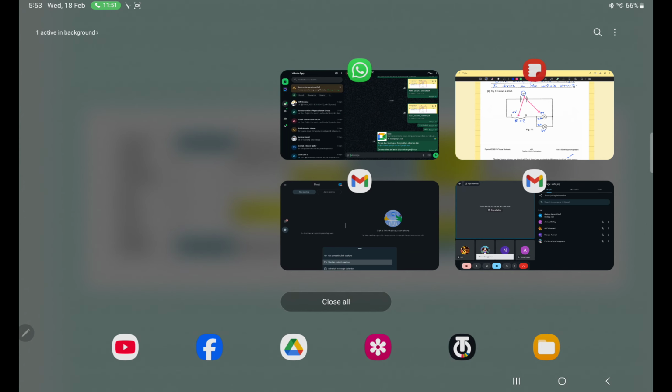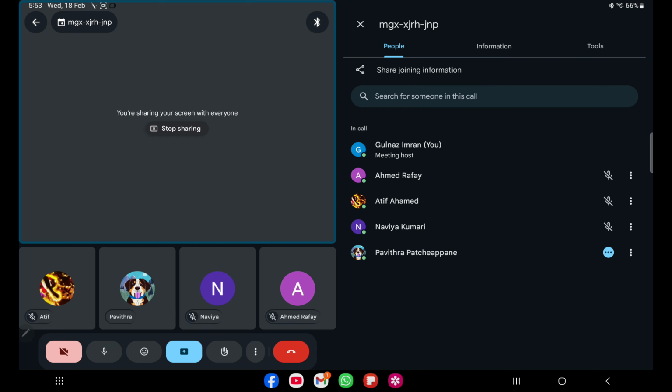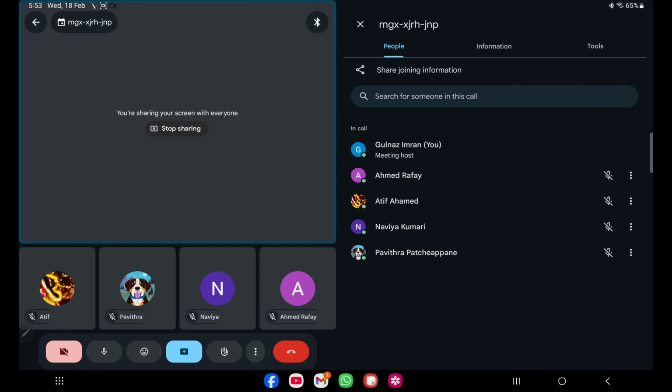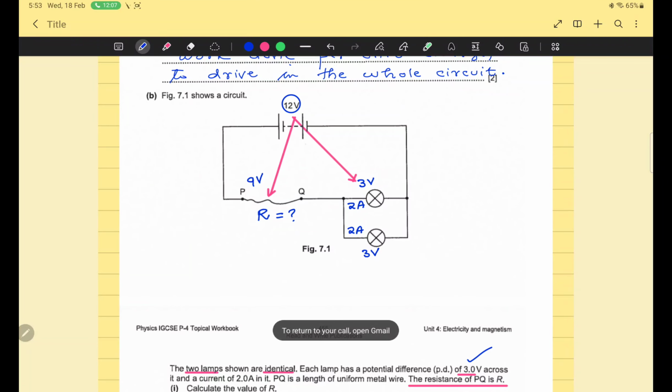I do not know if Pavitra is in class or not, because Pavitra is in class, but I think her microphone is not working. But Pavitra, your microphone is not working. Okay, so मतलब क्या कर ले? हाँ बोलो, वो 4 एम्पियर है यार.